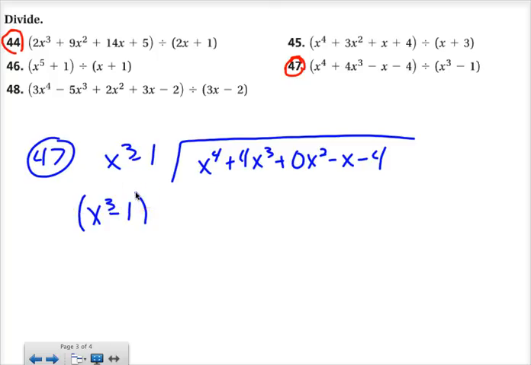It needs to be an x to the 4th, which means I have to multiply by an x. And that will give me x to the 4th, but it also gives me minus x. Well, it doesn't make any sense to line that up here because those are not like terms.